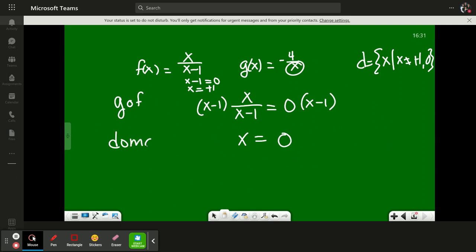This is your 6.2 domain of composite functions.